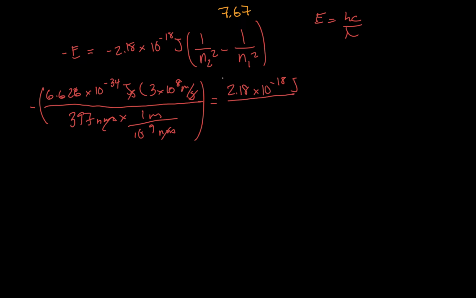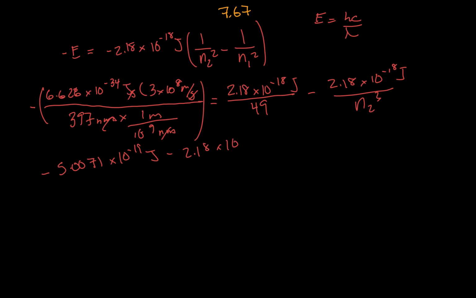All right, those are the negative values, so these are going to switch places. n1 where we started was 7, right? So this is going to be this over 49. And we're going to be subtracting this value over n2 squared. Okay, so we solve this thing. We get negative 5.0071 times 10 to the negative 19. That is joules. Okay, so we have this value here, so we're going to subtract that.